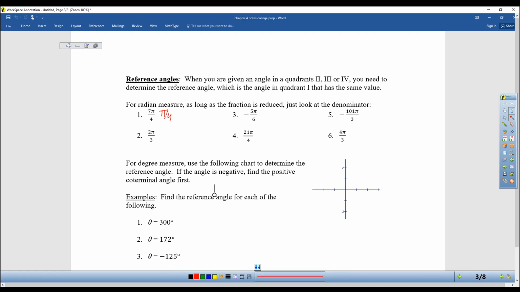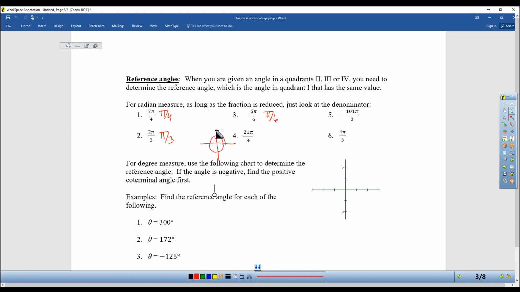Now, in case you haven't already figured it out, what's really cool about radian measure is that finding the reference angle is as simple as looking at the denominator. The reference angle for 2 pi thirds is pi thirds. The reference angle for negative 5 pi sixths, it doesn't even matter that it's negative, is still pi sixths.